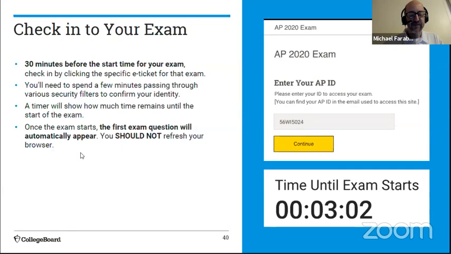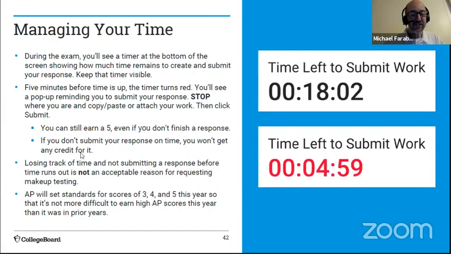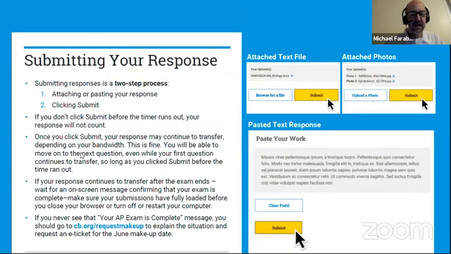On exam day, you'll check in to your exam 30 minutes before the start time with your e-ticket. Once the exam starts, it will start automatically, and then you can decide which format you're using. If there are multiple parts of the question, you can write A, B, C, D, and so forth. Pay attention to the time and make sure that you submit your response on time. We'll talk about this all next week as we continue to practice and prepare for the AP exam. There are a variety of ways of submitting your response, either by attaching a file or by cutting and pasting.